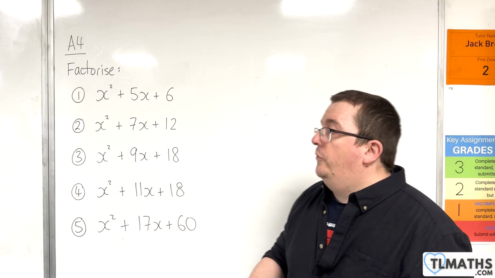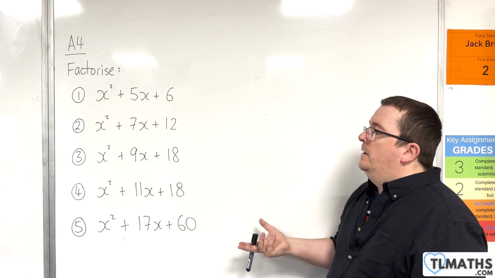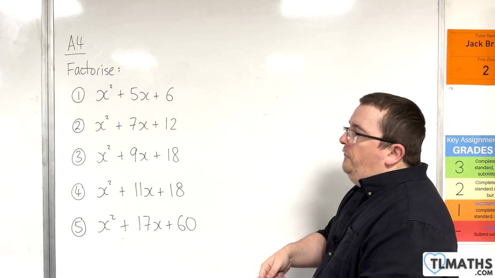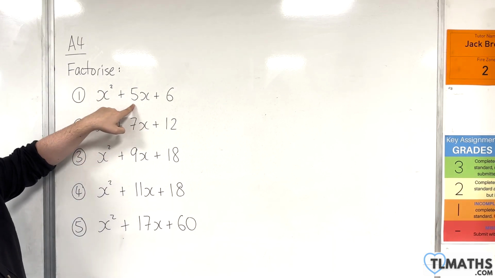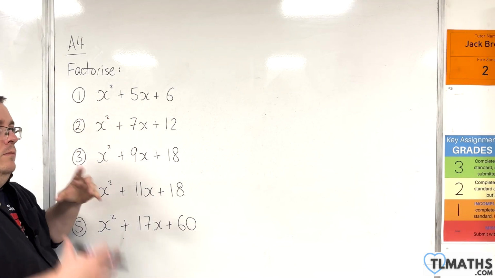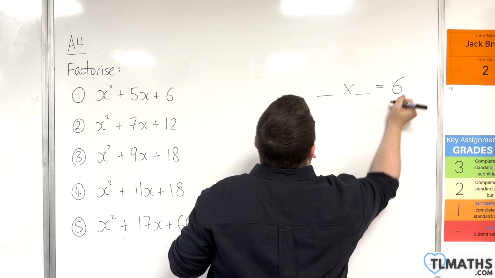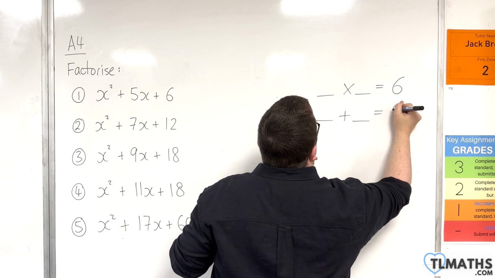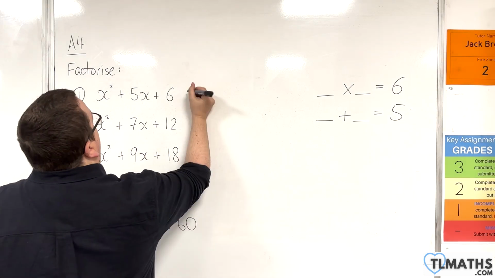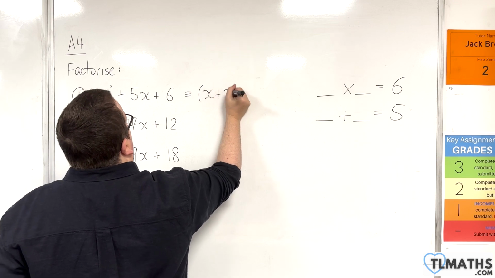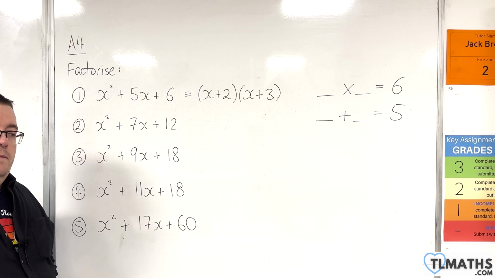So in this video, we're going to go through some examples of factorising quadratic expressions of this form. So let's take a look at the first one. We're looking for two numbers that multiply together to make 6, but add together to make 5. So think of two numbers that multiply together to make 6, but add together to make 5. Okay? And so that would be 2 and 3. So we can write this as x plus 2 times x plus 3. Okay?